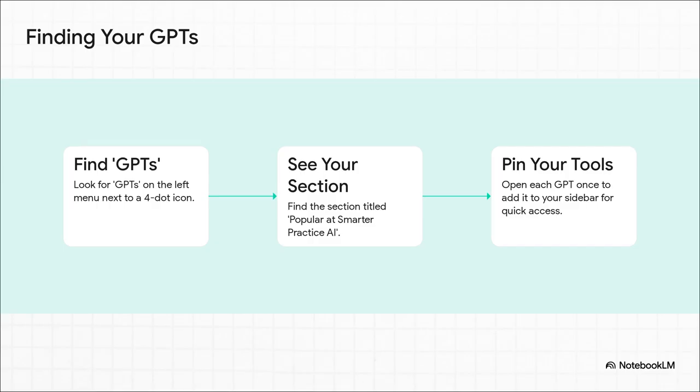Look over on the left-hand menu. See the word GPTs? It's right next to a little icon with 4 dots. Go ahead and click that. Boom. You should now see a section just for us, titled Popular at SmarterPractice.ai.